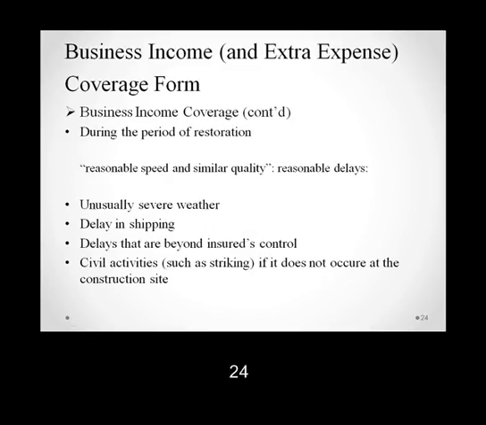When evaluating business income coverage, the reasonable speed and similar quality count reasonable delays. The phrase reasonable speed and similar quality is important. Sometimes reasonable delay would be included, such as delay in shipping, unusual severe weather, delays that are beyond the insurer's control, and civil activities such as striking, if it does not occur at the construction site.